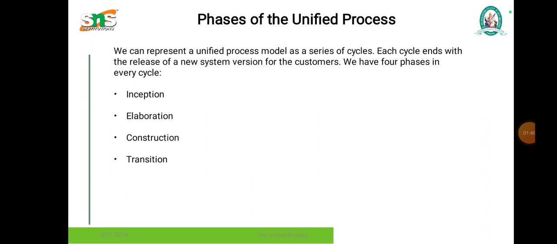It has some phases. We can represent the unified process model as a series of cycles. Each cycle ends with the release of a new system version for the customers. We have 4 phases in every cycle: inception, elaboration, construction and transition. These are the 4 phases of the unified process. Let's discuss them one by one.